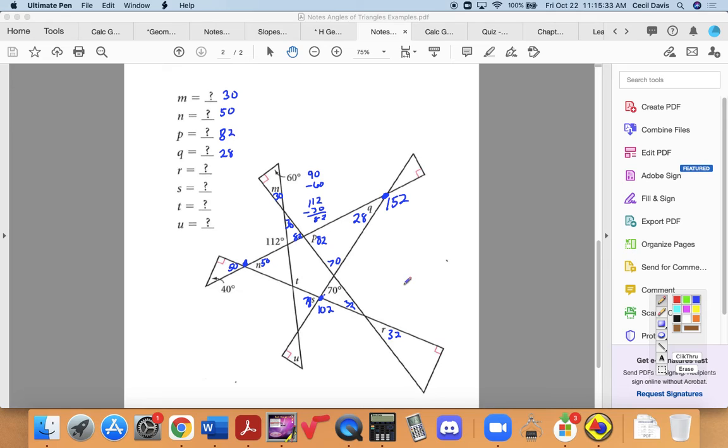We can do T now. Okay, how do you want to do T? You can find T in 2 steps. Here, real quick, let me show you. Look at this big triangle. 30 plus 32 is 62. From 180, that's 118, sorry, my fault. Yeah, that's what I'm talking about.